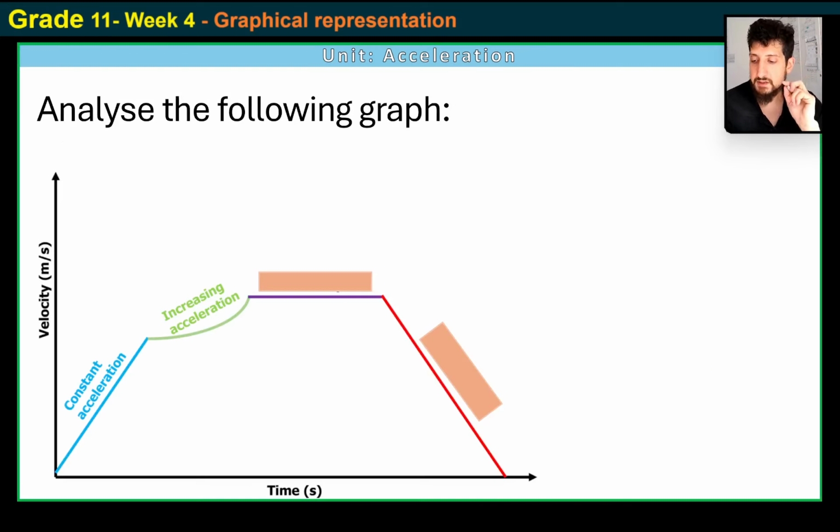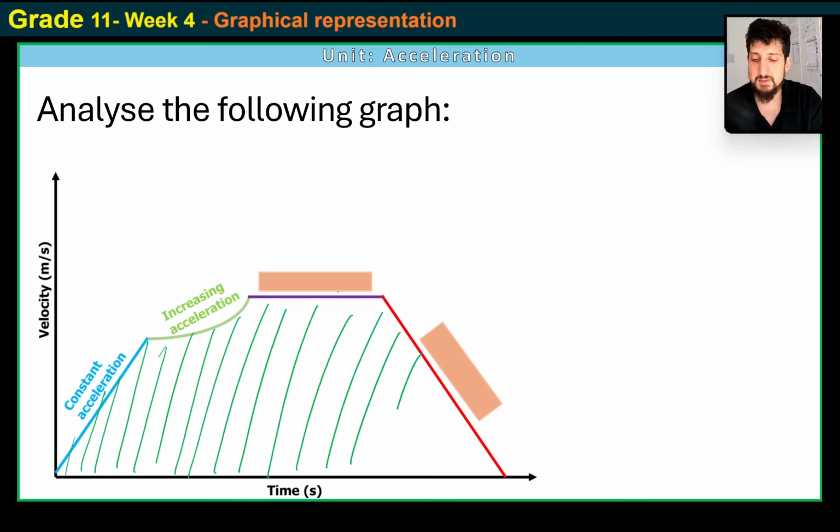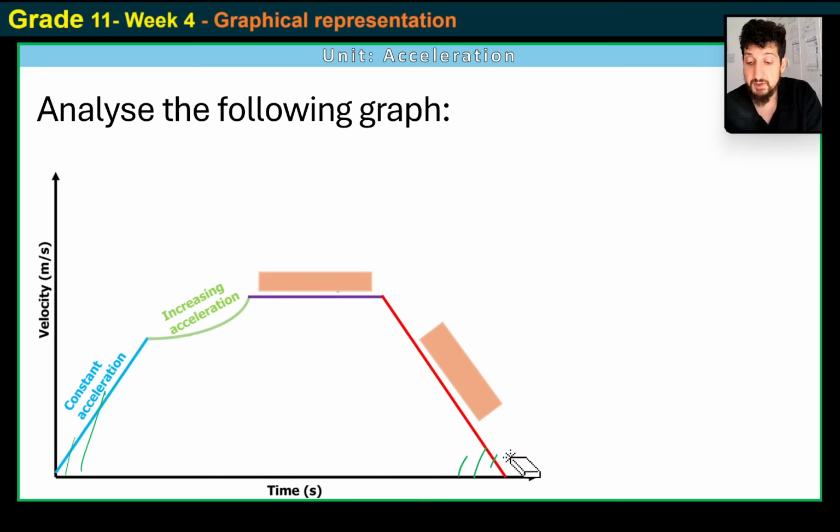What is happening in this graph over here? First of all, remember what I told you. You look at this part here first. Is it distance time? Is it position time? Is it speed time? Is it velocity time? It's very important. It's velocity time. So remember what we said. The area under the graph is going to represent displacement. The area under a velocity time graph represents displacement.